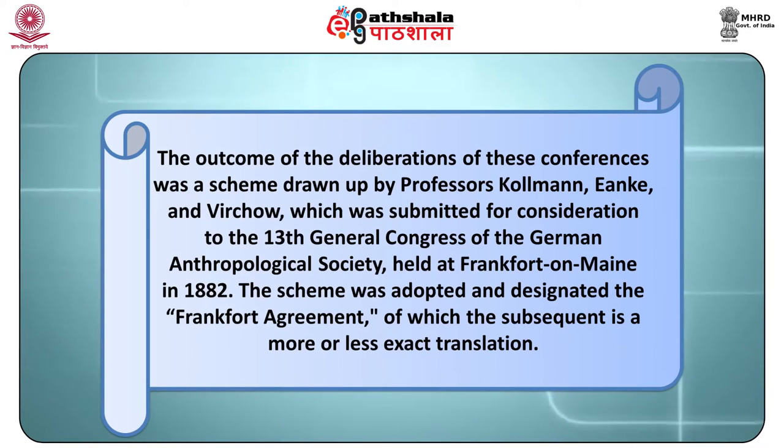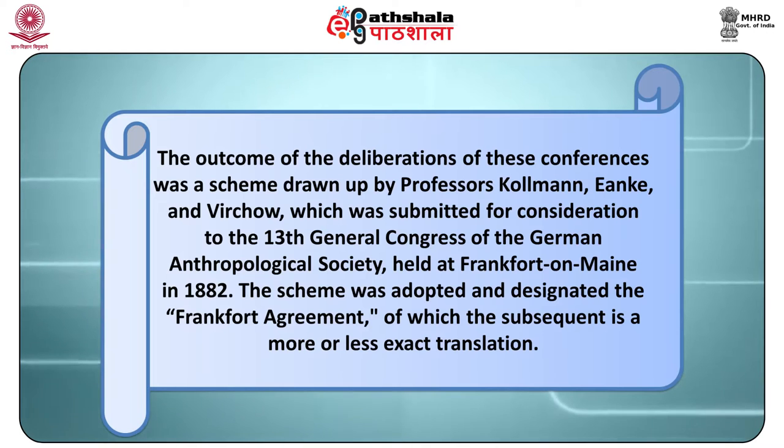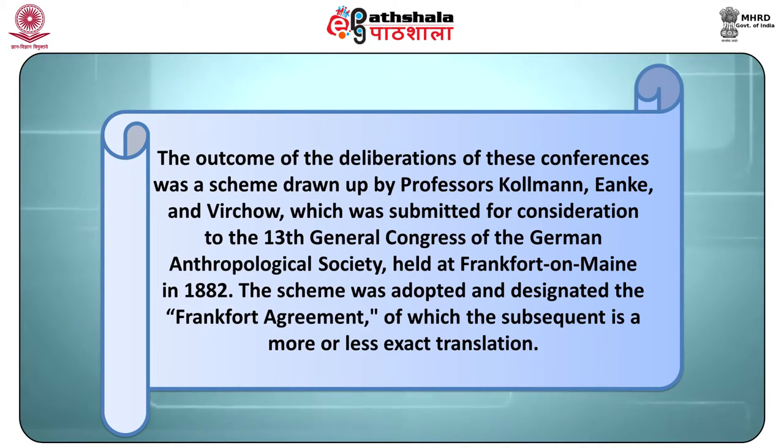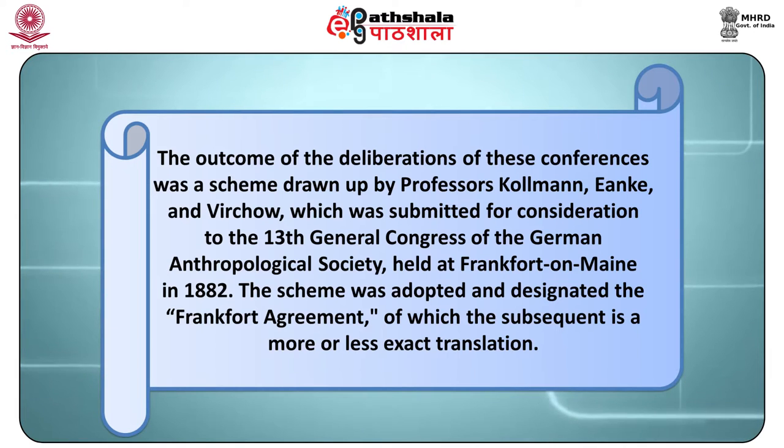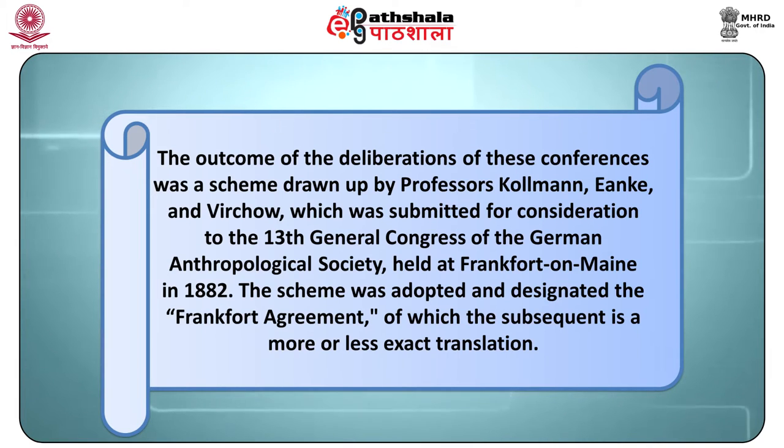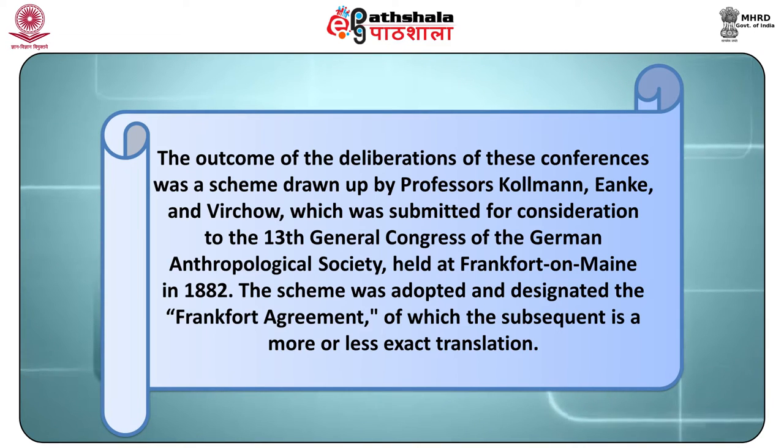The outcome of those deliberations was a scheme drawn up by Professors Kollmann, Jhering and Virchow, which was submitted for consideration to the 13th General Congress of the German Anthropological Society held at Frankfurt am Main in 1882. The scheme was adopted and designated the Frankfurt Agreement, of which the subsequent is a more or less exact translation.